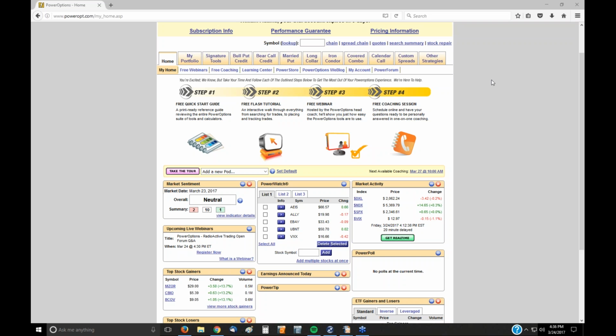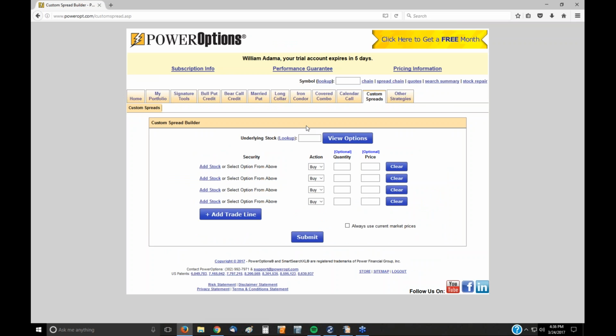In most collars, you want the put to be further out in time or equal to the short call strike price. But let's take a look at the profit and loss chart of a potential position in this structure. We're going to go to the custom spread tool on Power Options. This type of collar is not supported in the search tool at Power Options. We typically just look for standard collars where the expiration date is the same or where the put option is further out in time than the call.